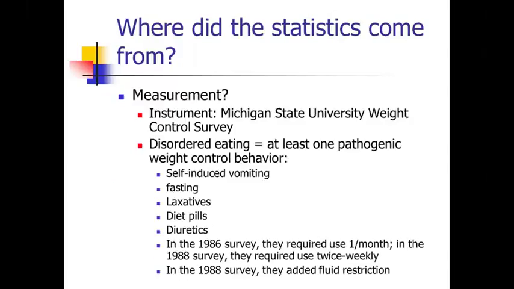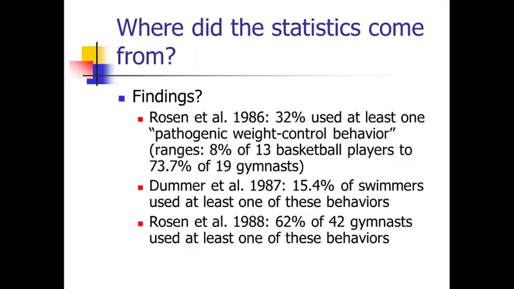And if you look at the measurement, I don't want to go into a lot of detail, but if you're curious, what they were calling disordered eating was that you had to have done one of the following at least once a month. Well, for some of the surveys, you had to do it twice weekly. Sometimes they had fluid restriction in there. So there was really a wide range of what they were defining as disordered eating.